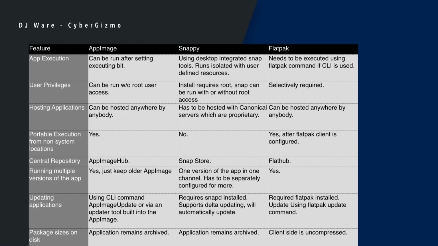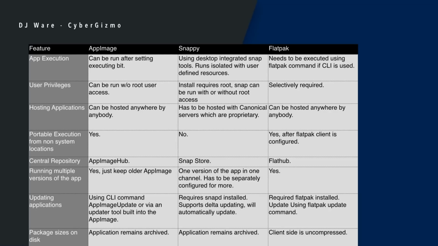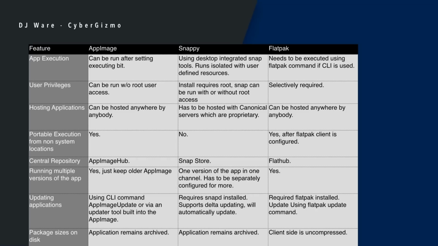Flatpaks can be hosted anywhere by anybody. AppImages offer portable execution from non-system locations, so you can run it from your home directory, for example. That's fine. Snappy, no, you cannot. You have to run it, and it will assign wherever it's going to be attached to. Flatpaks, yeah, you can run it within your home directory, or you can run it on non-system areas of the disk as well.